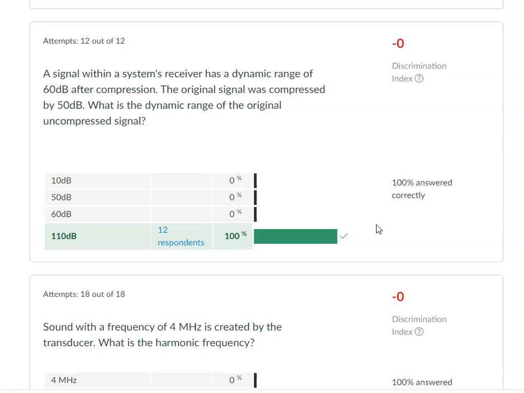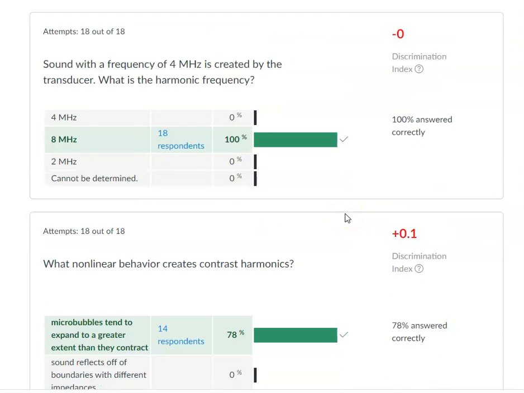Next question, a signal within the system's receiver has a dynamic range of 60 decibels after compression. The original signal was compressed 50 decibels. What is the dynamic range of the original uncompressed signal? Again, that's 110 decibels. Everybody that got that question got it correct. Sound with a frequency of 4 megahertz is created by the transducer. What is the harmonic frequency? We always describe the harmonic as being the second harmonic, and that is 8 megahertz. It's simply a doubling of the frequency. So everyone got that correct.